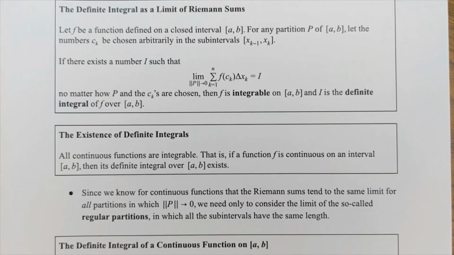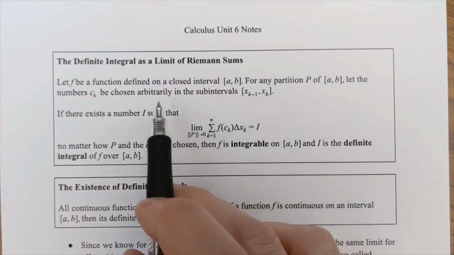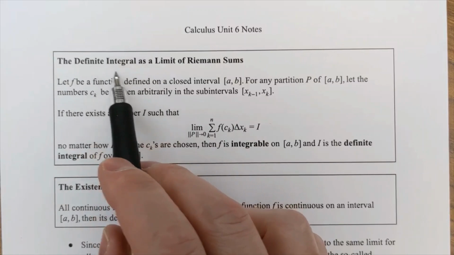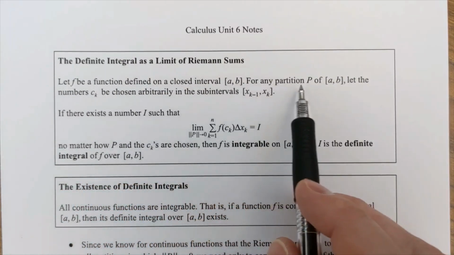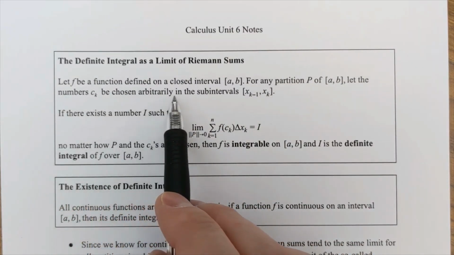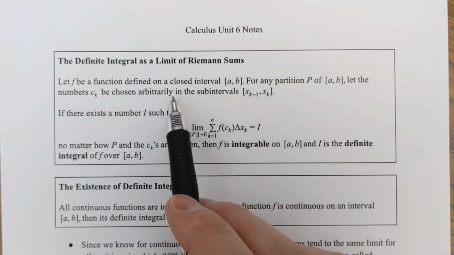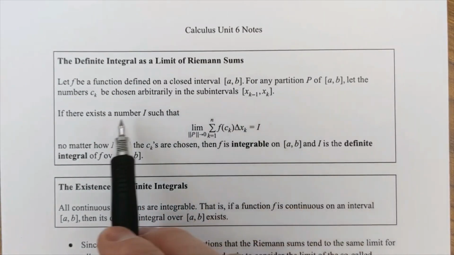Okay, we don't have an example yet. So just some definitions. The definite integral as the limit of Riemann sums: let f be a function defined on a closed interval from A to B. For any partition of A to B, let the number c sub k be chosen arbitrarily in the subinterval, which means they don't have to be on the left, on the right, or in the middle, just anywhere in, as long as they're in between these two values.